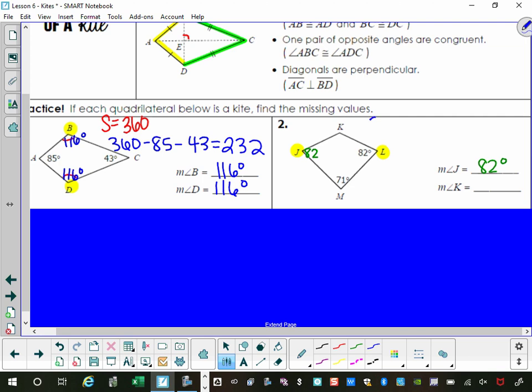360 minus everything, right? 360 minus 82 minus 82 minus 71. What are you left with? What'd you get? Yes. Angle K is 125. The biggest mistake there is that you guys think angle K is 71. That is not the same. Only the angles on the short diagonal.